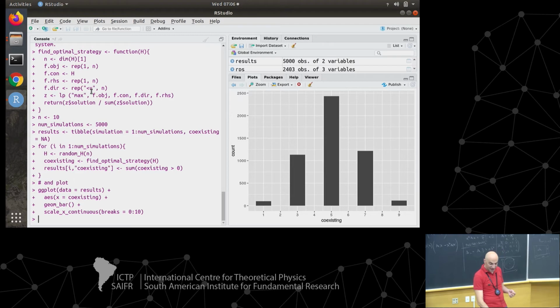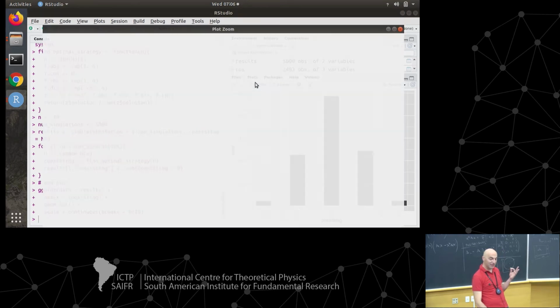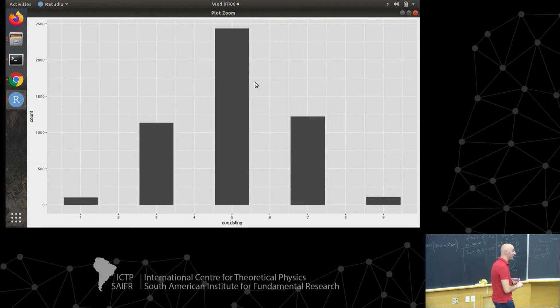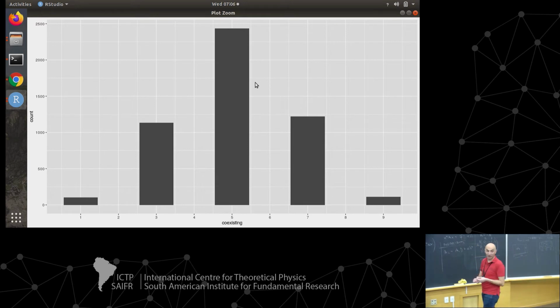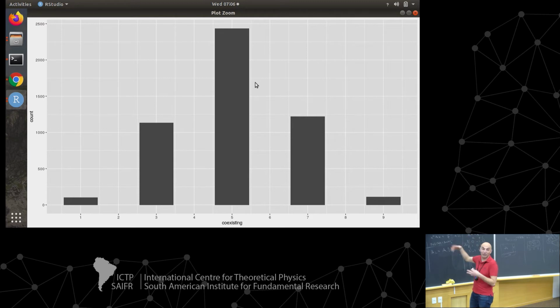And so this is the result, which looks fairly similar to what we had yesterday, with the exception that we cannot have an even number of species, right? So we have 1, 3, 5, 7, and 9, but we cannot have any even number of species. Now, this might seem very strange.